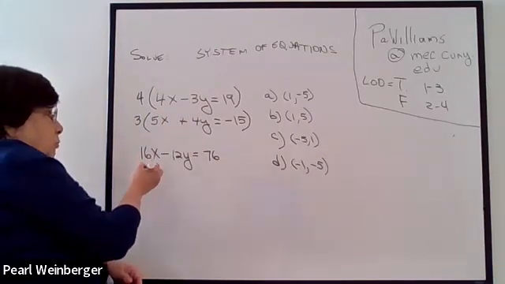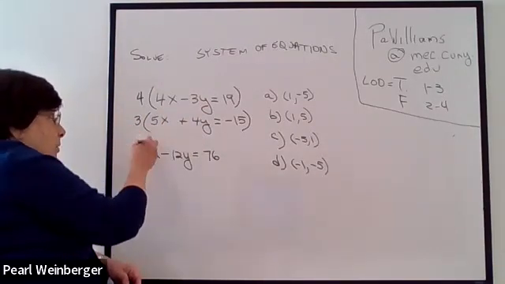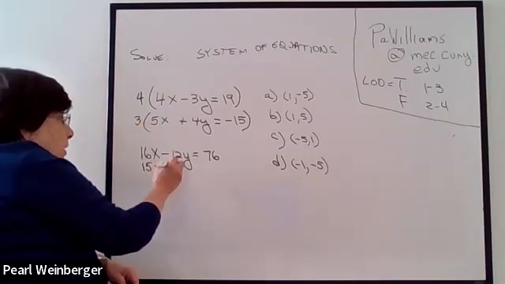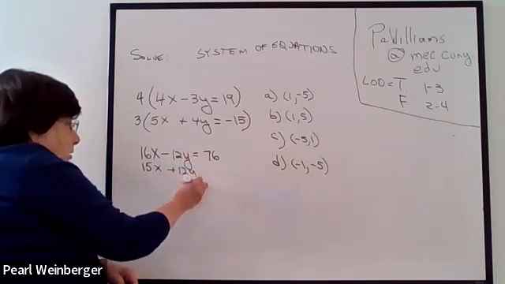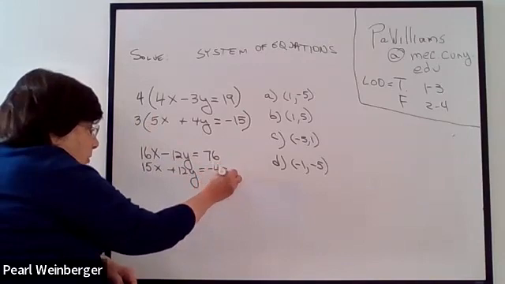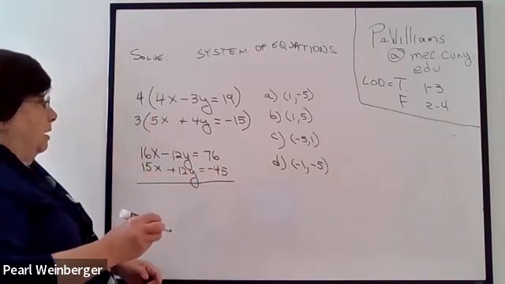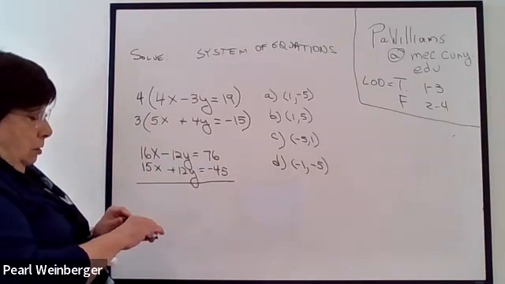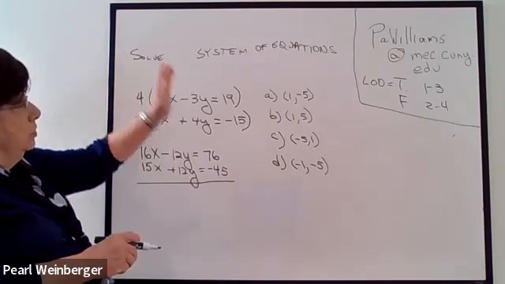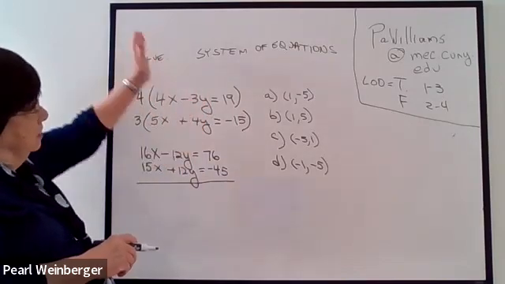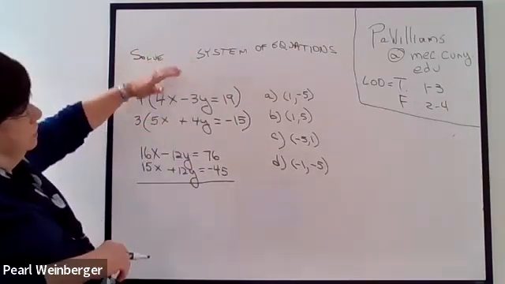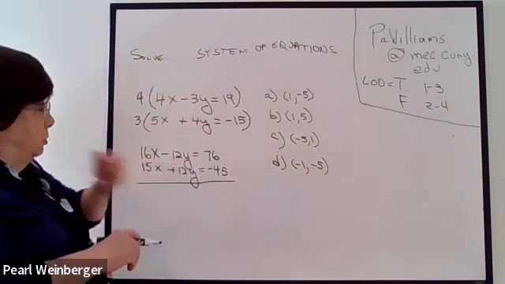Okay, the bottom equation multiplying that by 3 will give me 15x plus 12y equals -45. Obviously, the method I had used was what we call the elimination or addition method, because I saw it was set up that way, x's, y's equals numbers. So it's set up to do this elimination method.